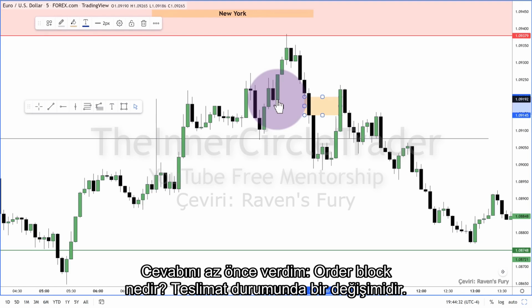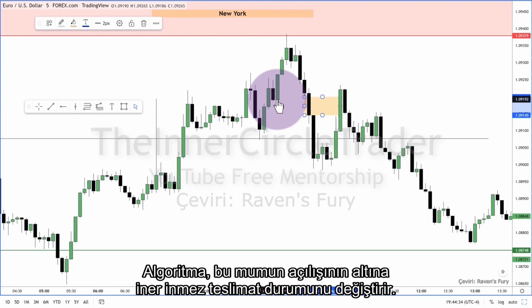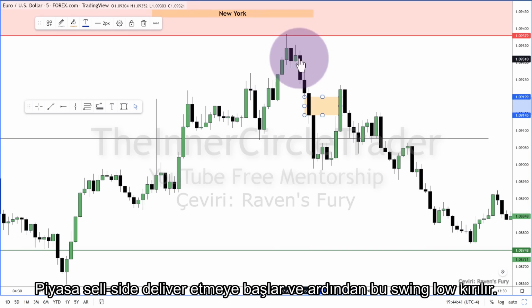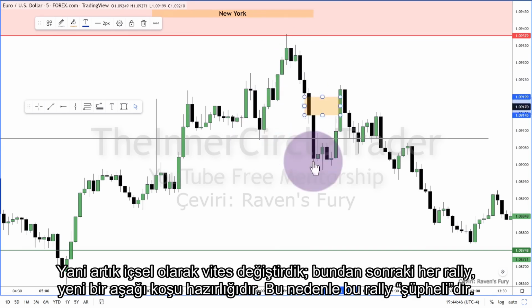What is an order block? It's a change in the state of delivery. The algorithm changes its state of delivery. As soon as we get below this candle's open, the market starts delivering sell side, and then it breaks this swing low. So now we have changed gears internally. Any rally after that is just setting up another run to go lower. So in other words, this is a suspect rally.